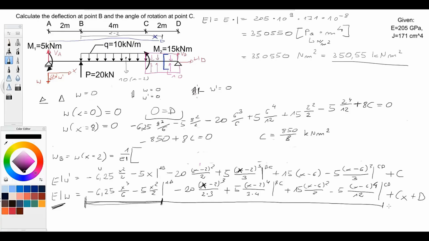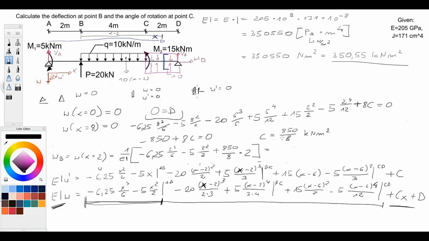And we remember about C. Minus 625, x equals 2. That is 2 to the power of 3 over 6, minus 5, 2 squared divided by 2, and plus 6, that is plus 850 over 8 times also 2.